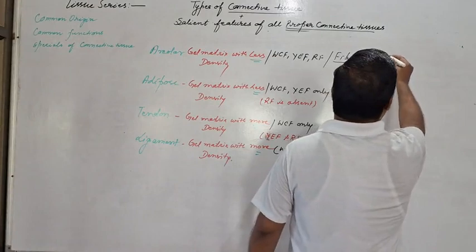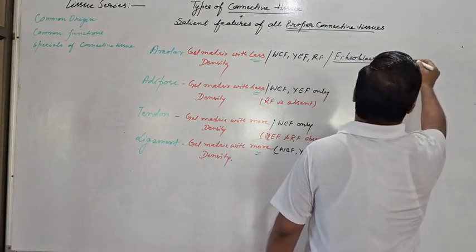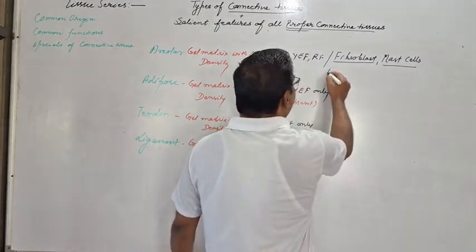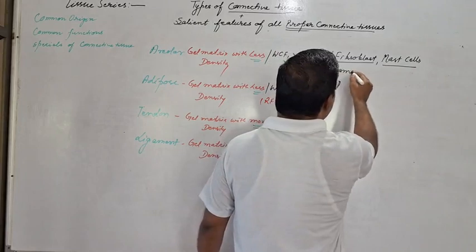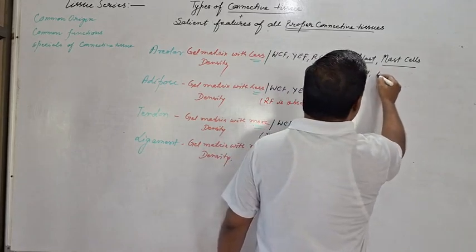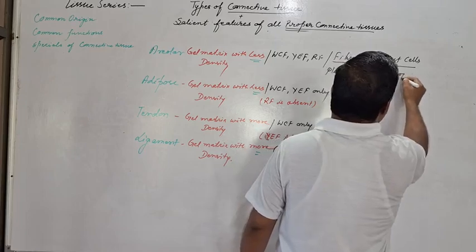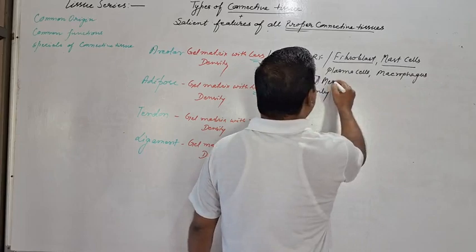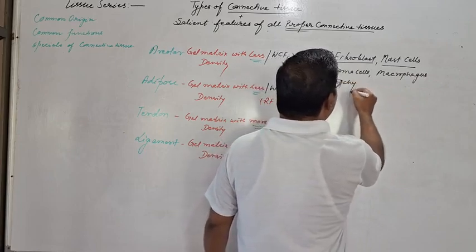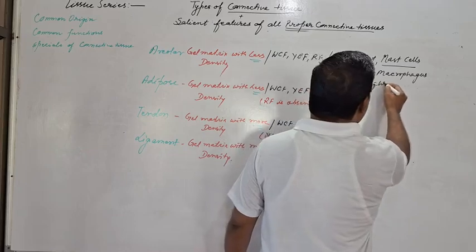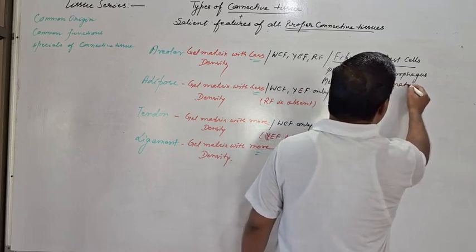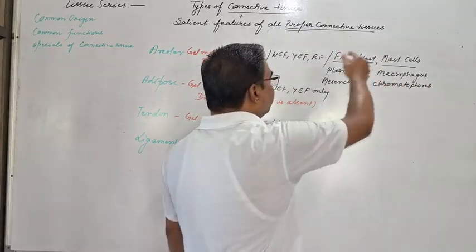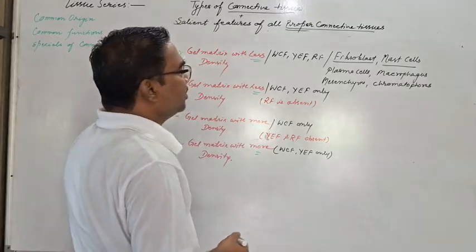Fibroblast, then mast cell is present. Remember, we have to study mast cell here. Then plasma cells, macrophages, mesenchyme, chromatophores. These all types of specified cells are present in areolar.